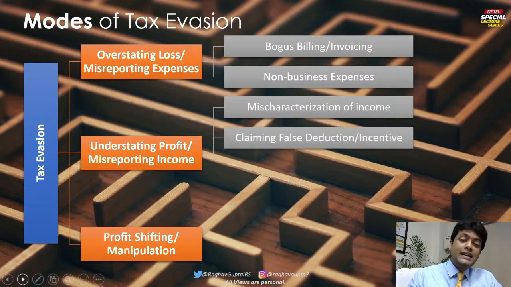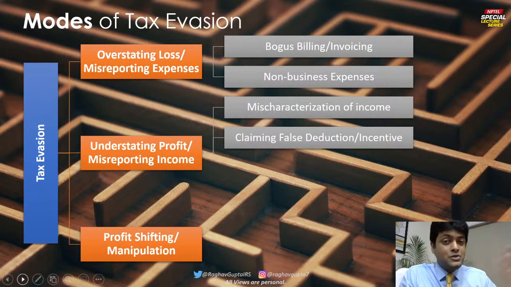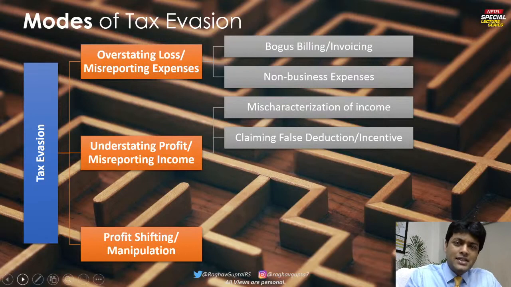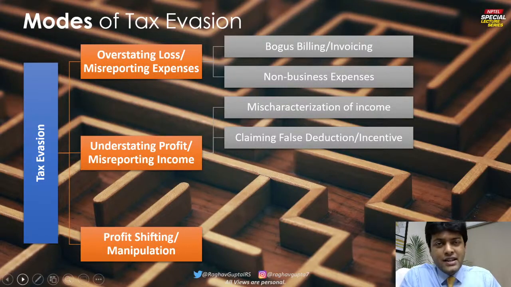The second could be claiming false deductions or incentives, the ones which we talked about a couple of slides before. There are several deductions available. For instance, a charitable institution has various deductions available to it.